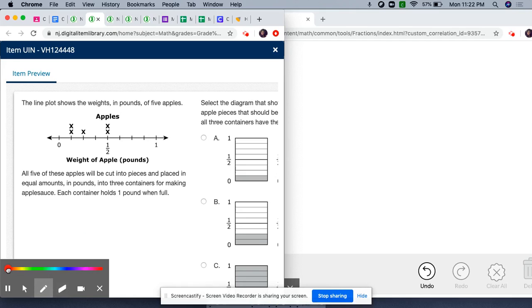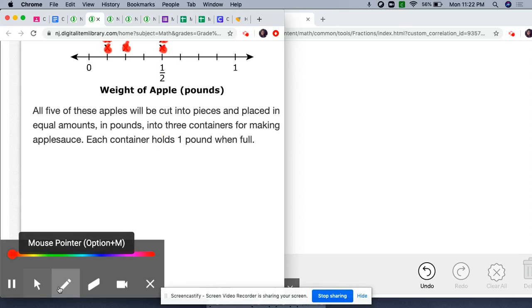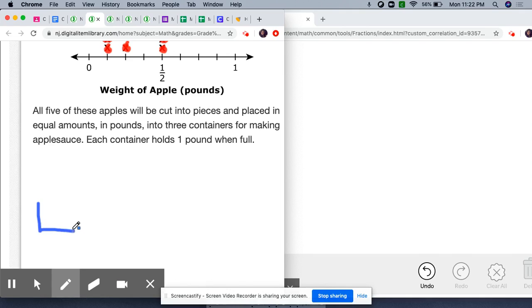Let me show you in red just so you know what's going on. This right here is 1 apple. This is another apple. Sorry, they kind of look like pumpkins. This is another apple, another apple, and another apple. 5 apples. What we're going to do to each of these apples is cut them up so that they can go into 3 equal bins. So here's bin 1, container 2, and container 3.